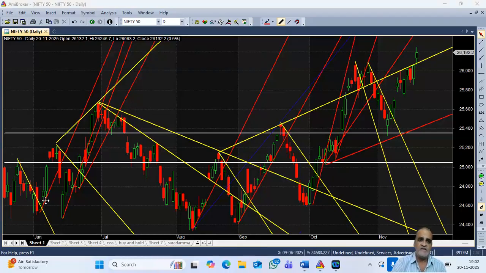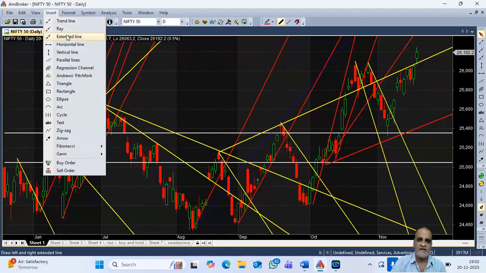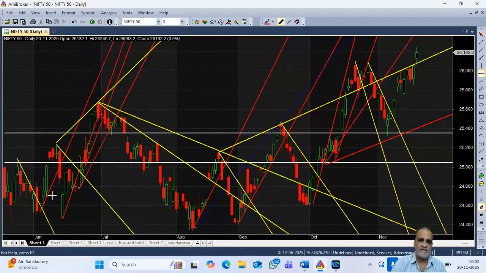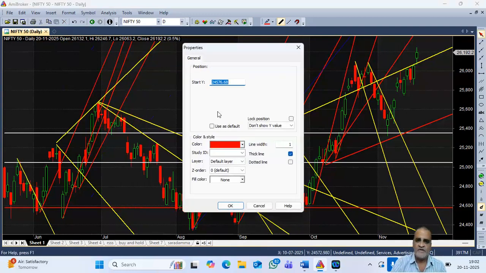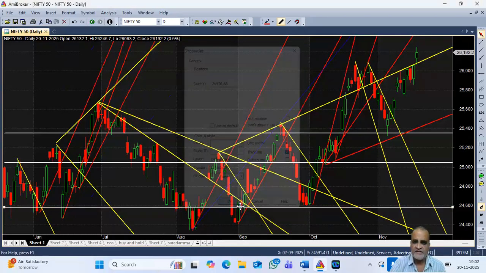Here you can see that from this low, a trend line is drawn, and from this high, another trend line is drawn. And I told you that I always place one horizontal line where they both intersect. And here I am placing it. For the sake of convenience, I will change the properties and put this in white color, and here you can see white.